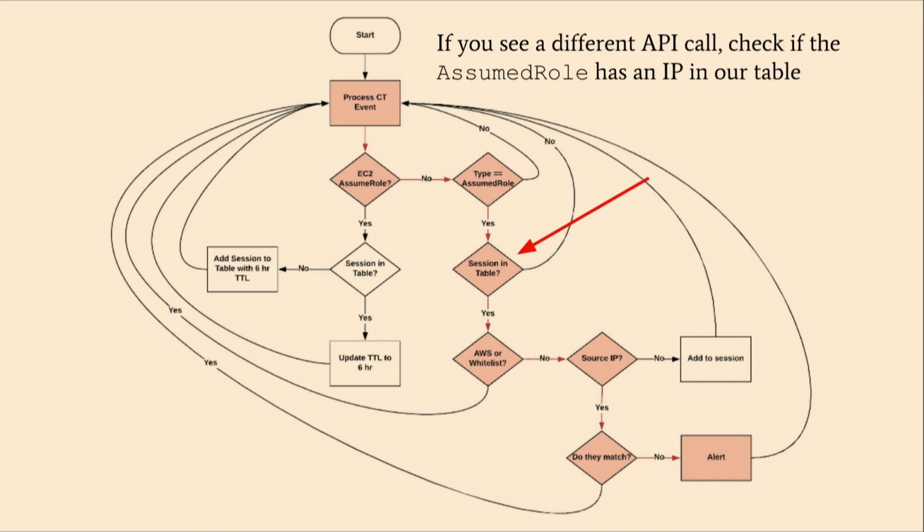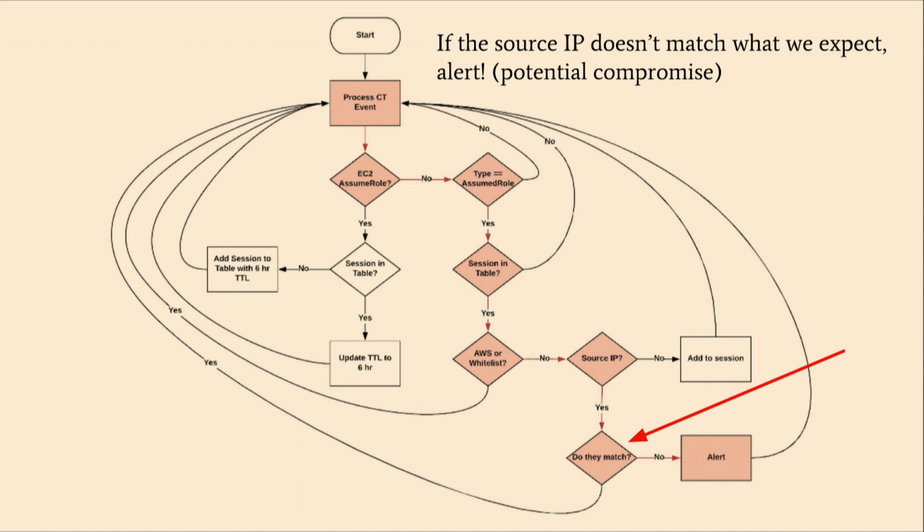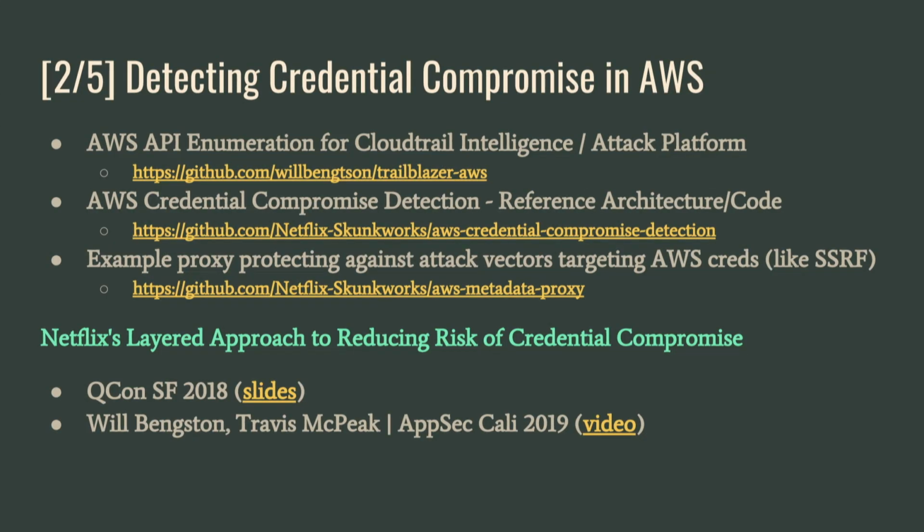If we see an API call that's not assume role, we check if the current user, that is the assumed role, has an IP in our table. And if it does, then it's like, OK, cool, this is expected behavior. But if we see a source IP that's not in our table, then we alert because this is likely a compromised credential.